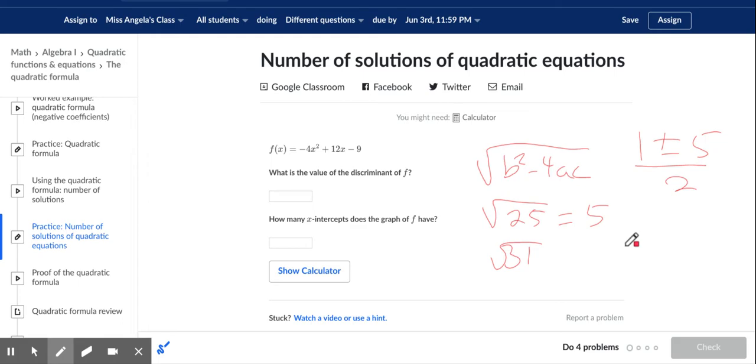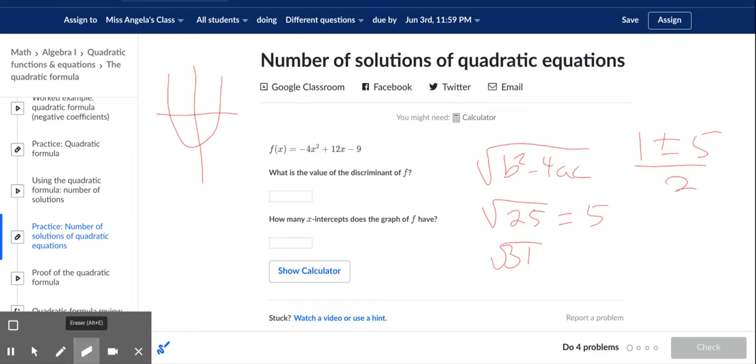So since we're talking about it in terms of x-intercepts, that might look like this. This is the shape of a quadratic graph, by the way. We haven't looked at those yet. We're going to be doing that next week. But this is the shape of a quadratic graph. So I have something like this where it crosses the x-axis twice, if I get a positive number as my discriminant.